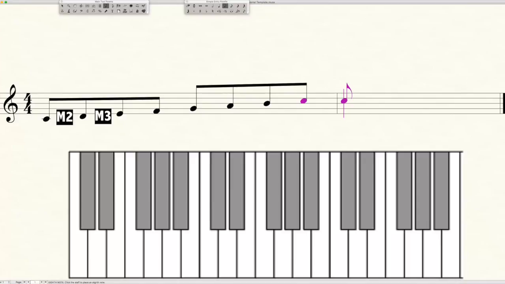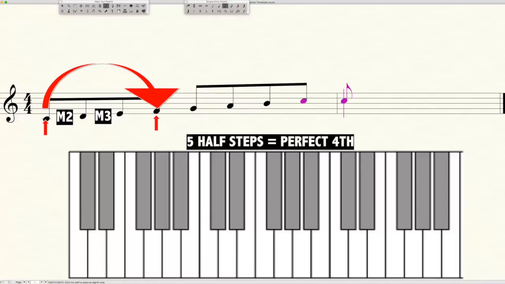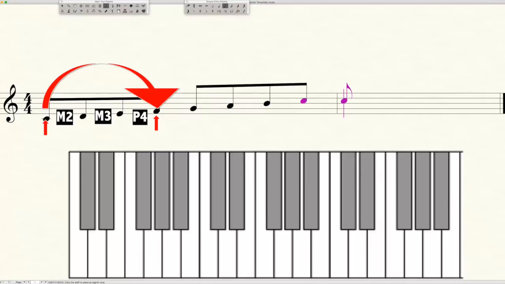Okay, now we're going to go back to C, and then we're going to jump up to the F. Again, how many half steps? Well, you know it was 4 to get to a major third, so we're just going another half step to get to the F, so that is a perfect fourth. So 5 half steps is a perfect fourth. So put a capital P 4 on the staff.